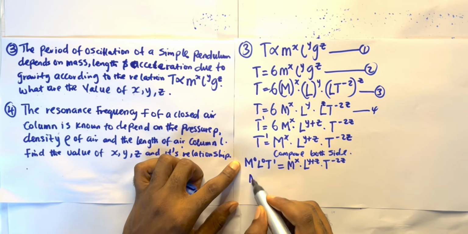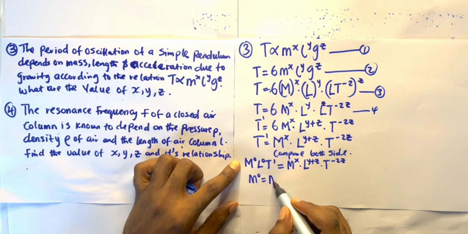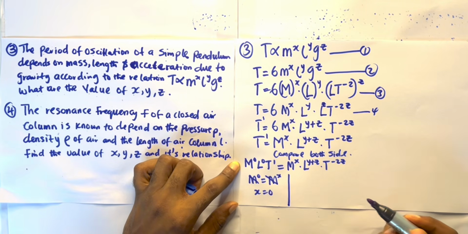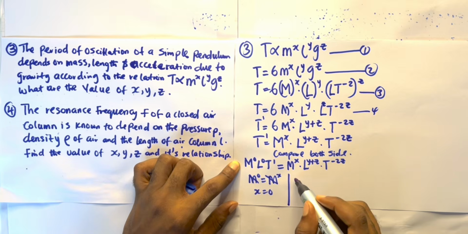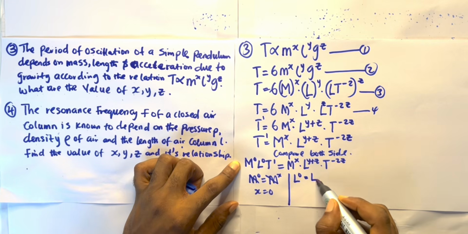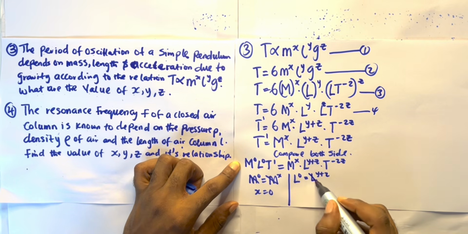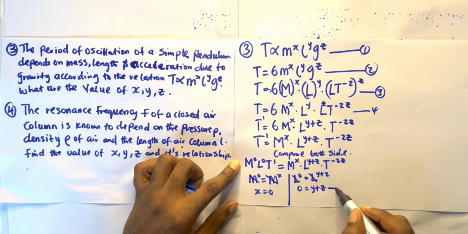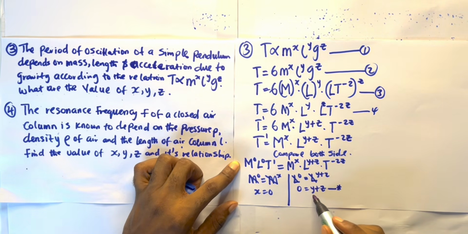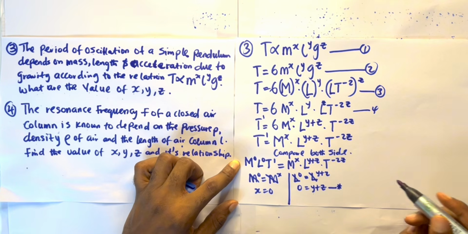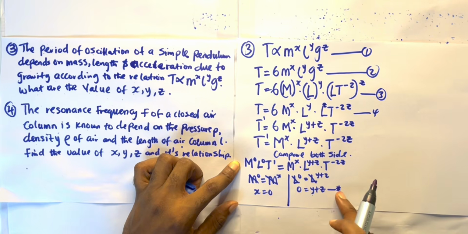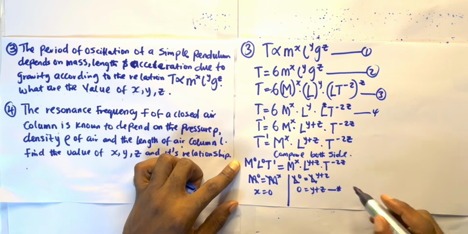So my M^0 is equal to M^x. M will cancel M. So what will be my x? My x is equal to 0. Now let's do the same thing for L. My L^0 is equal to L^(y+z). L will cancel L. 0 is equal to y plus z. Now I'm going to leave this because there are two unknown letters here. We can't solve two unknown letters except we have the value of y or we have the value of z. Then we look for any of the letters.